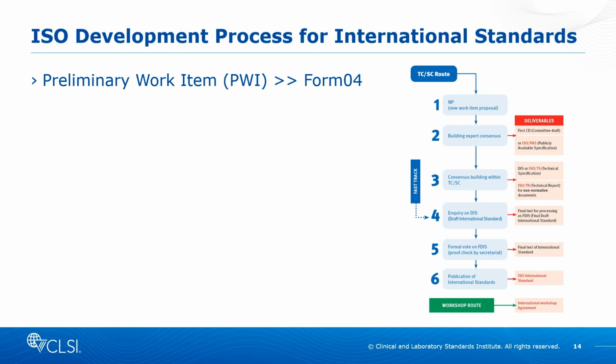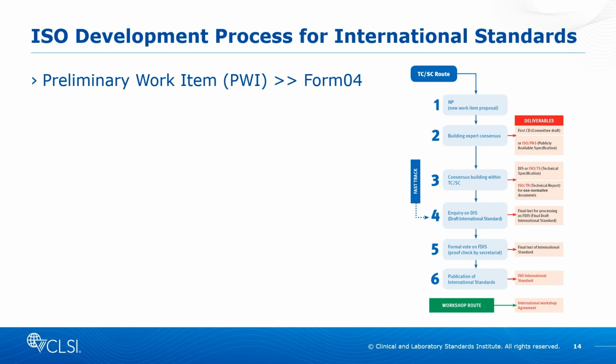With the approval of the preliminary work item, a small team is formed to create a draft document. This drafting team has 2 years to complete the draft for the Form 04 submission. The circulation of the Form 04 also serves to recruit additional experts to serve on the project team. If Form 04 is not submitted within 2 years of PWI approval, the project is canceled.